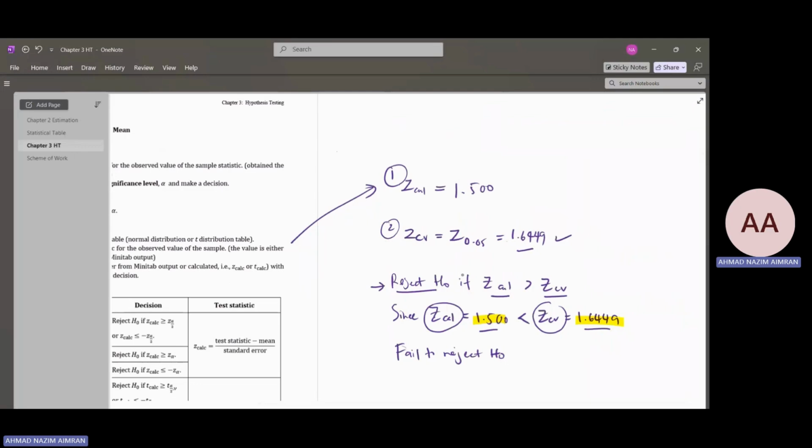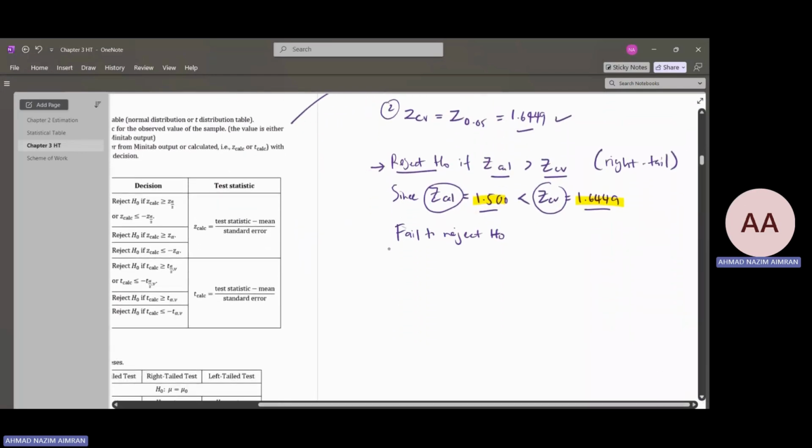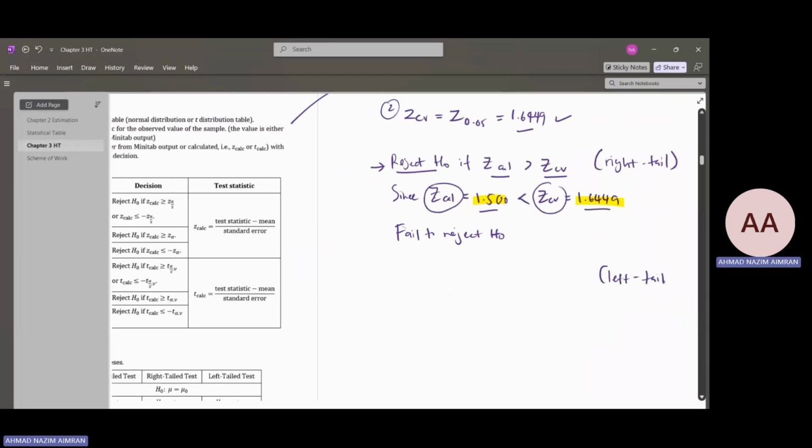And before I forget, this is for the right tail test. For the left tail test, it is different. Now I will show you the left tail test. For the left tail test, it is usually like this: reject H null if Z calculated is less than negative Z critical value.